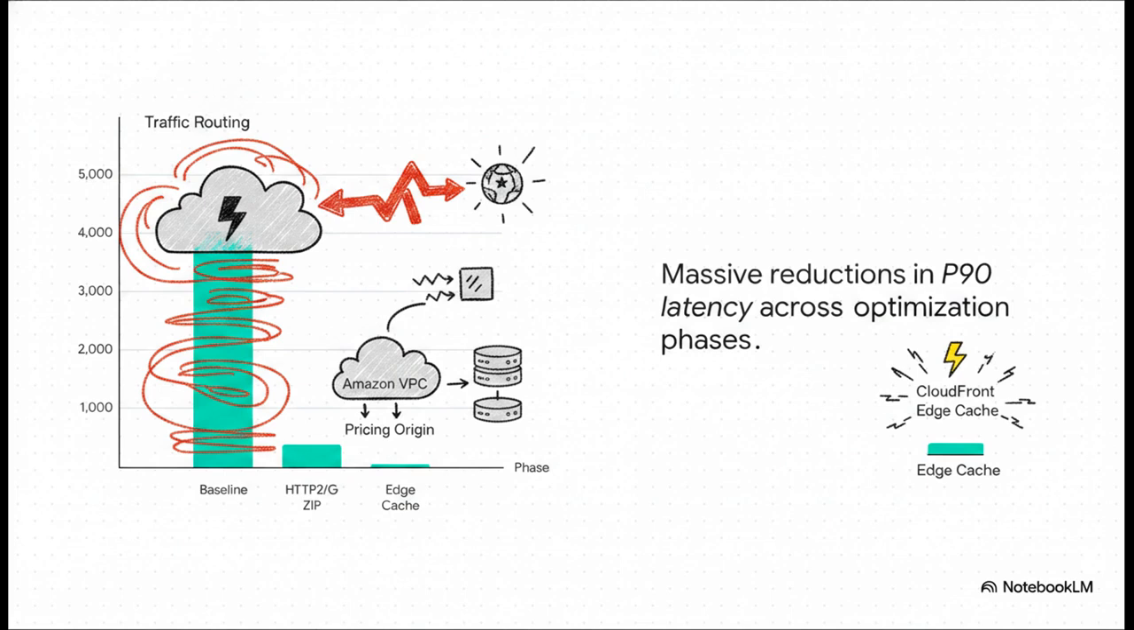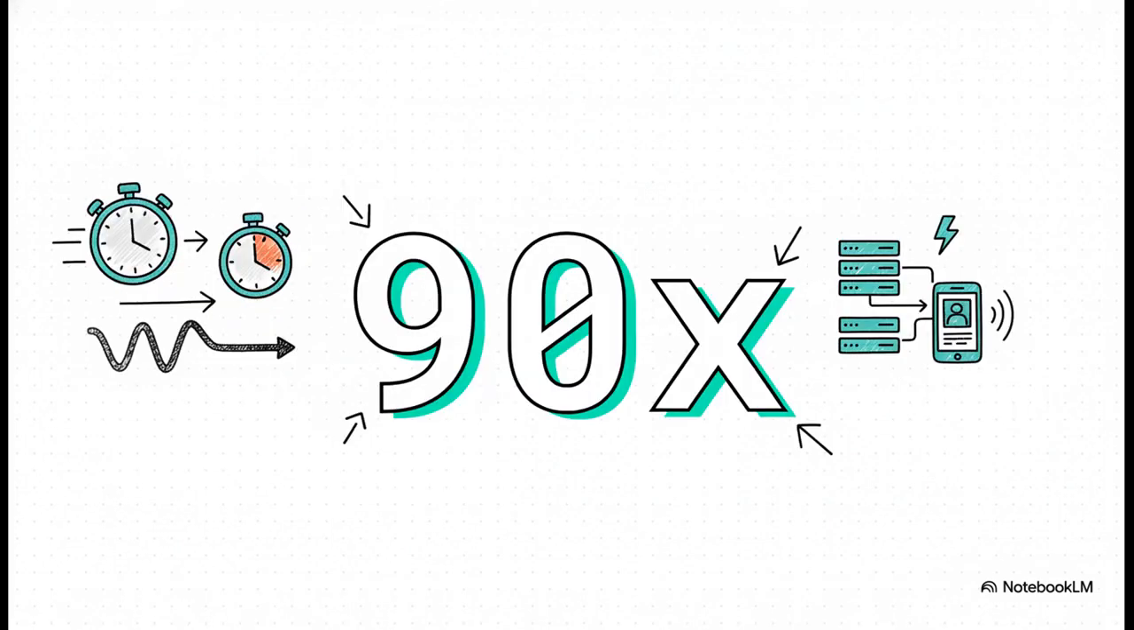By moving the Lambda inside an Amazon VPC peer directly to the pricing origin, they slashed that time. Then, down in phase 3, adding HTTP/2 multiplexing and gzip compression dropped it all the way to 218 milliseconds. And finally, phase 4, turning on that CloudFront edge cache, brought the P90 latency down to a blistering 50 milliseconds.